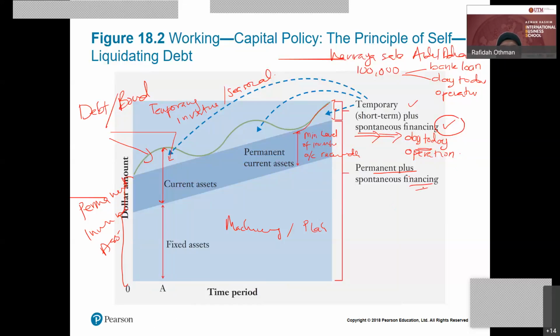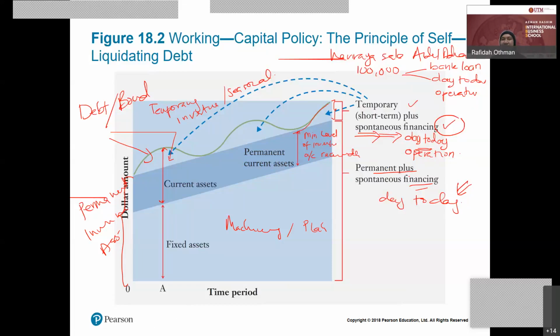Okay, so some portion can be financed by spontaneous, which is day-to-day. So meaning that we can finance it with day-to-day money, or we can also finance it with the issue of bond and equity. So if you want to buy fixed asset, you may require to issue bond or you may require to issue equity in order to finance the purchase of machinery, plant, or whatever.